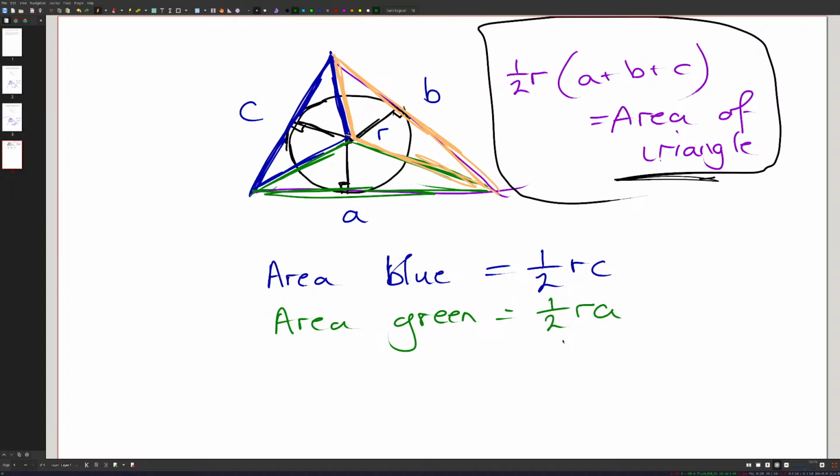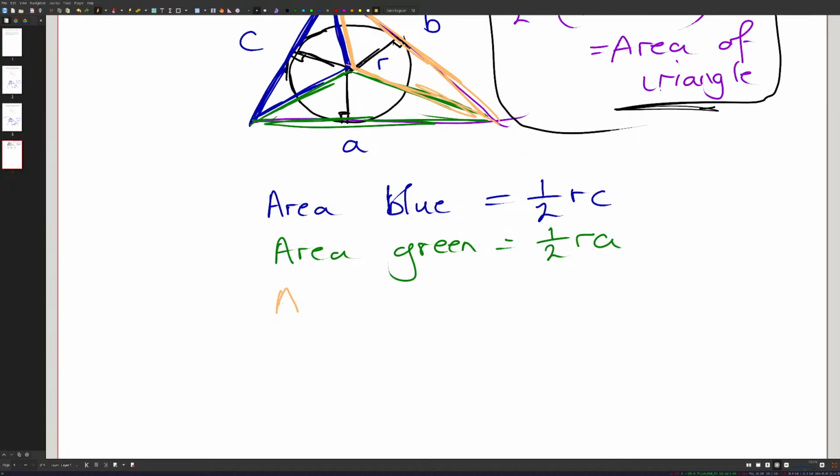And then the orange one. It's an interesting thing to be aware of. It is a very famous formula for the area of the triangle, given the in radius and the so-called semi-perimeter. And so if you add these together, oh, I see.